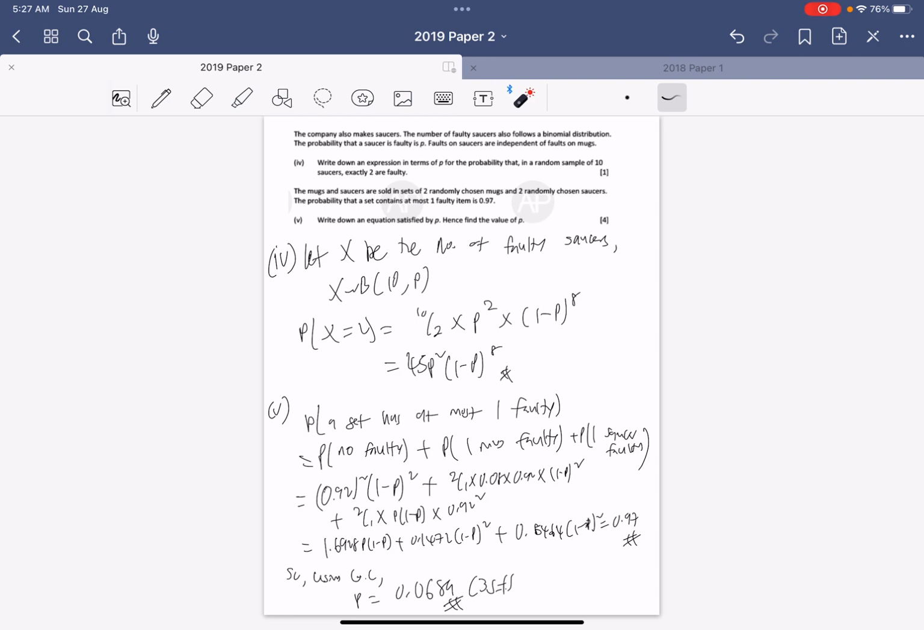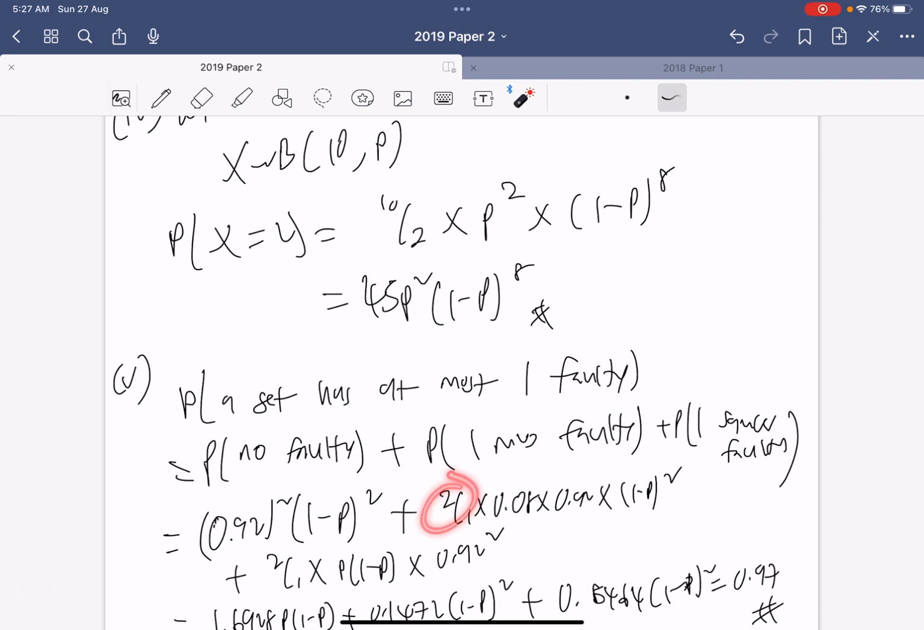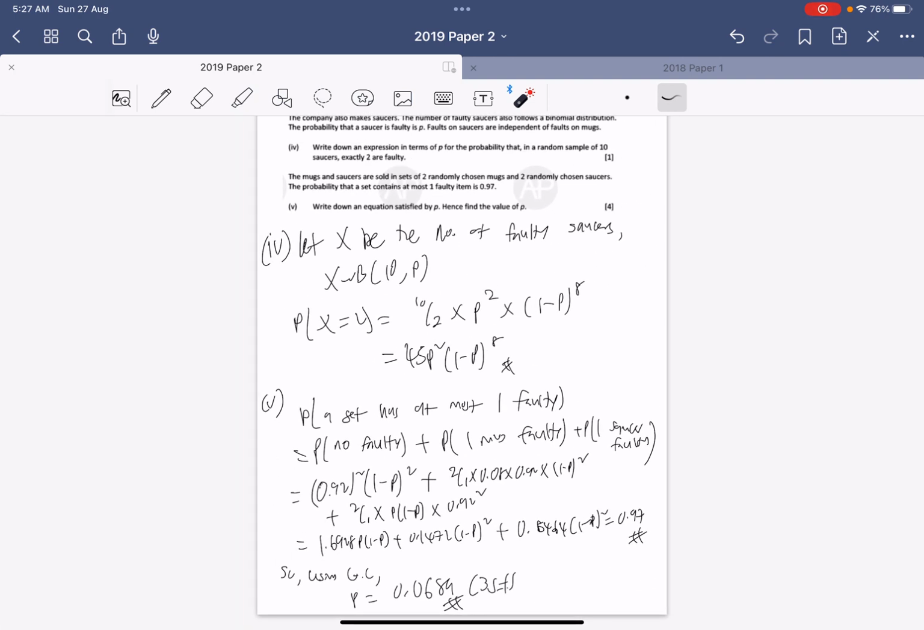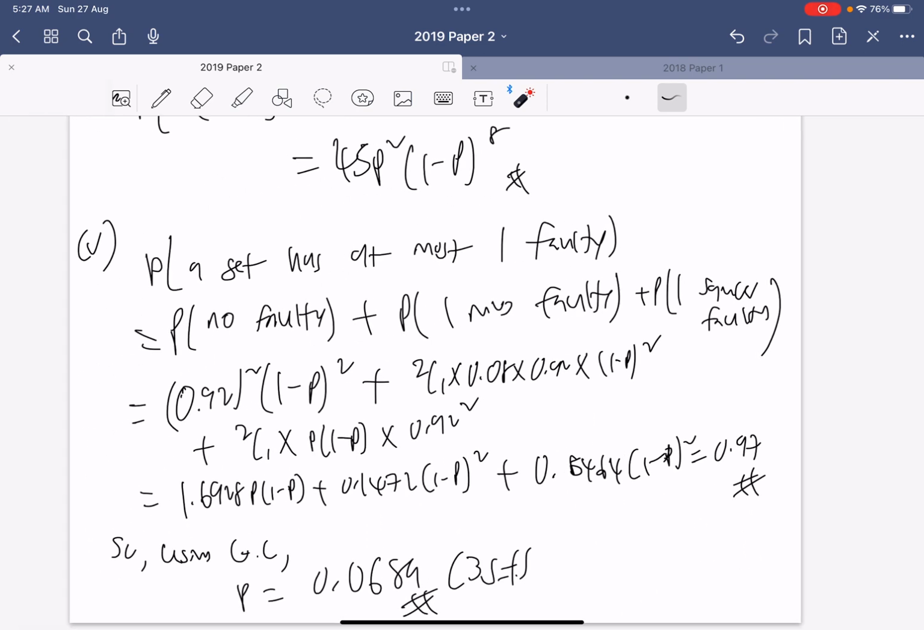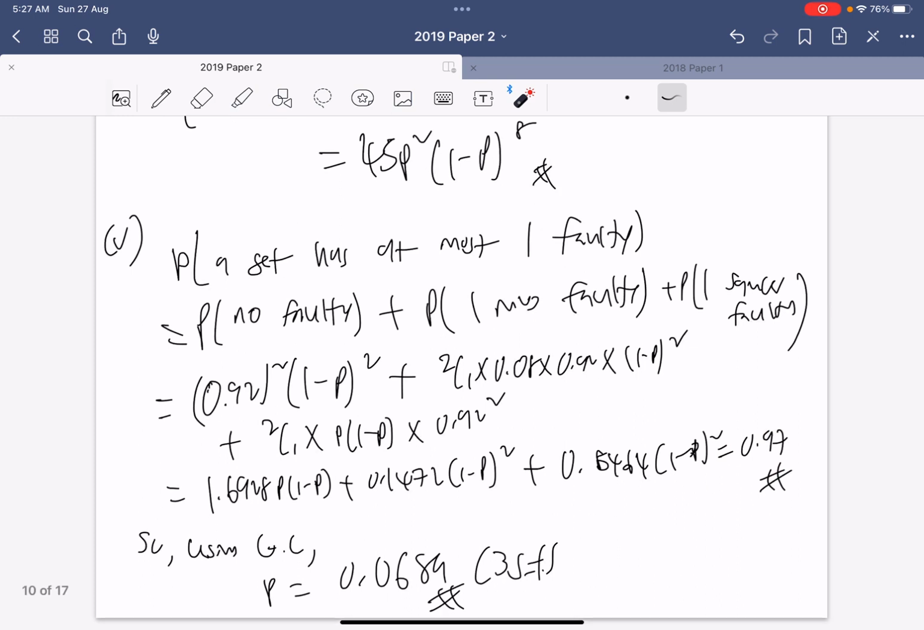As for the mug, you choose one of the mugs, so 2 choose 1, times 0.08 times 0.92 times (1 minus p) squared. Then for the saucer, it's 2 choose 1 times p times (1 minus p) times 0.92 squared. And you will get some quadratic equation that you simplify to be this expression. And with that, you equate it to 0.97. Then you can just use your GC to solve it, which gives us p equals 0.0689 to 3 SF.